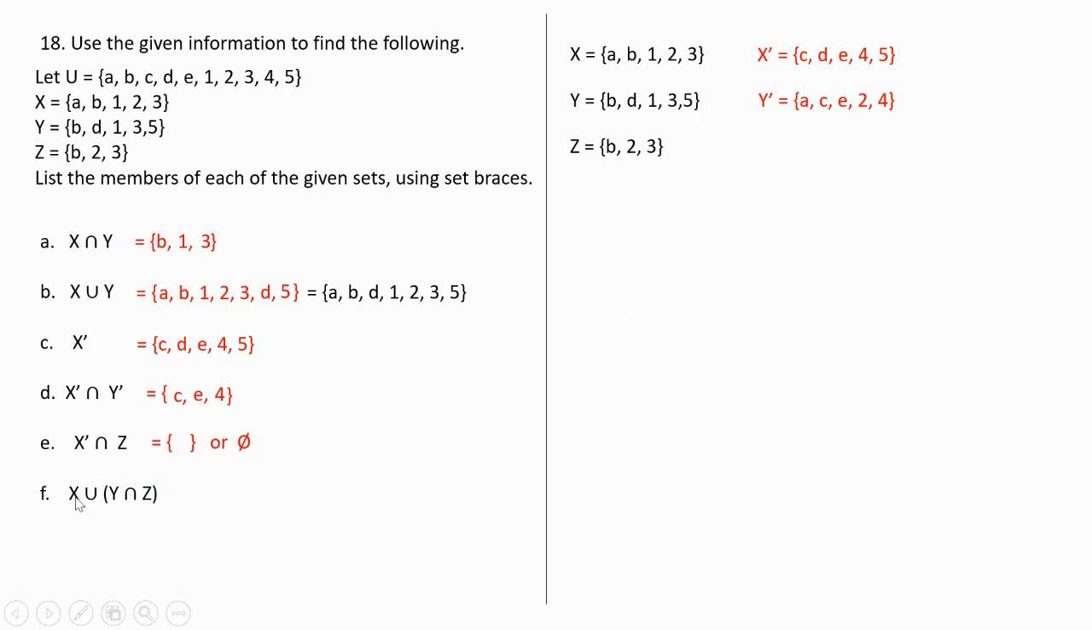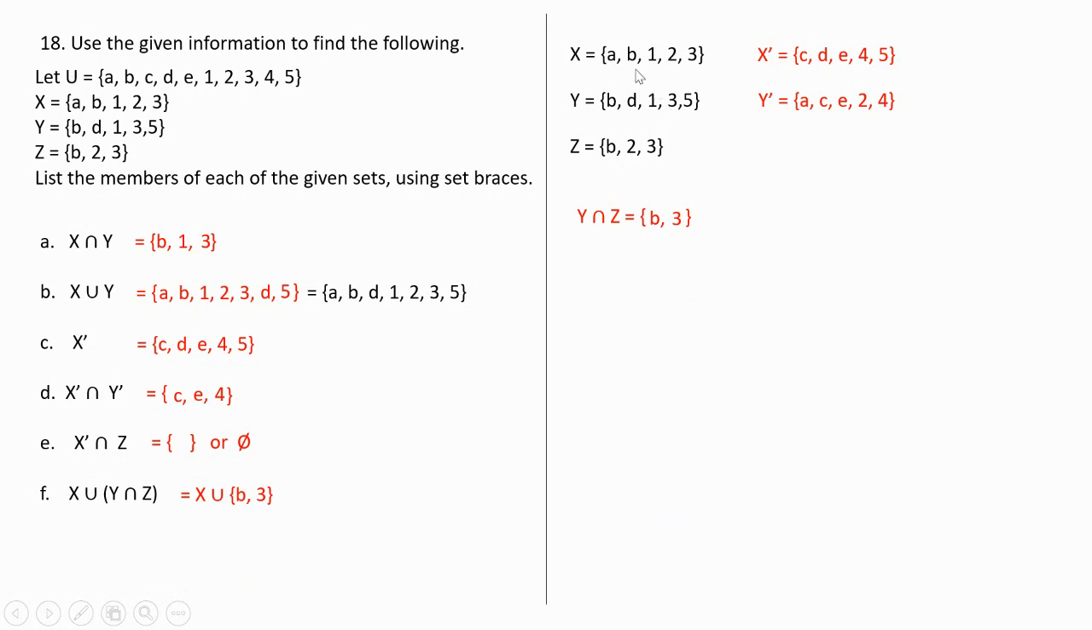Okay, now F. This is X union Y intersects Z. But since Y intersects Z is in parentheses, that's what we do first. So I'm going to put X union. So I'm going to go up here, guys, and do Y intersects Z. So what does Y and Z have in common up here? They have in common a B, right? A D, not a D. How about a 1? No. A 3 and a 3. How about a 5? No. So that's Y intersects Z. So I'm going to put it up here.